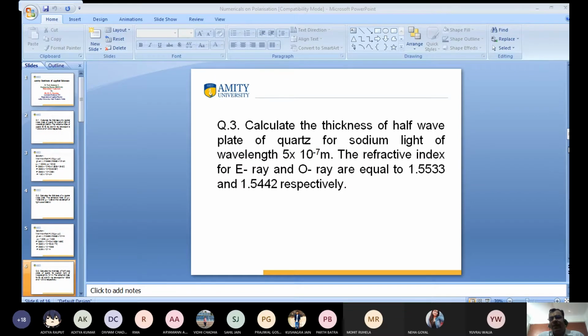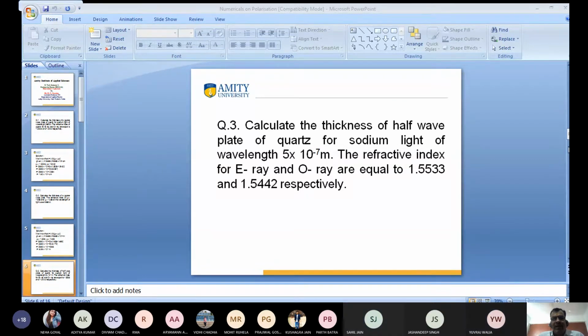Kindly recalculate your answer. Kindly check your answer. Yuvraj Walia, what is your answer? So it is 2.74 into 10 to the power minus 5 meter. Sir, I am getting the same. Neha? 2.74 into 10 raised to power minus 5 meter.